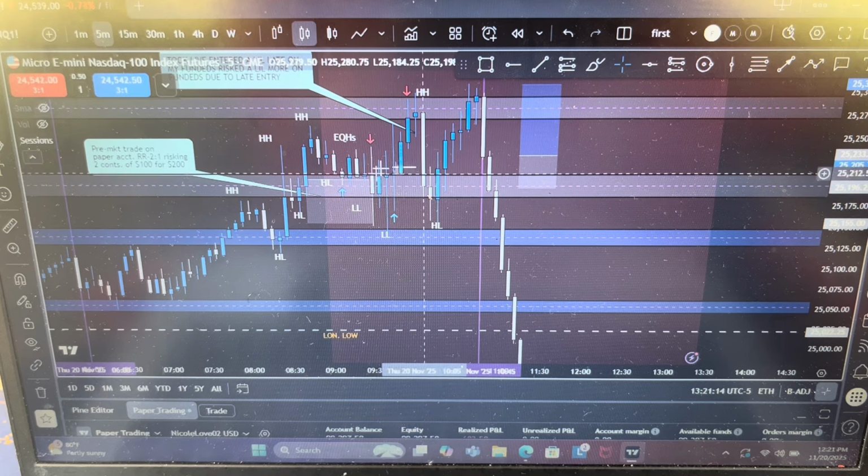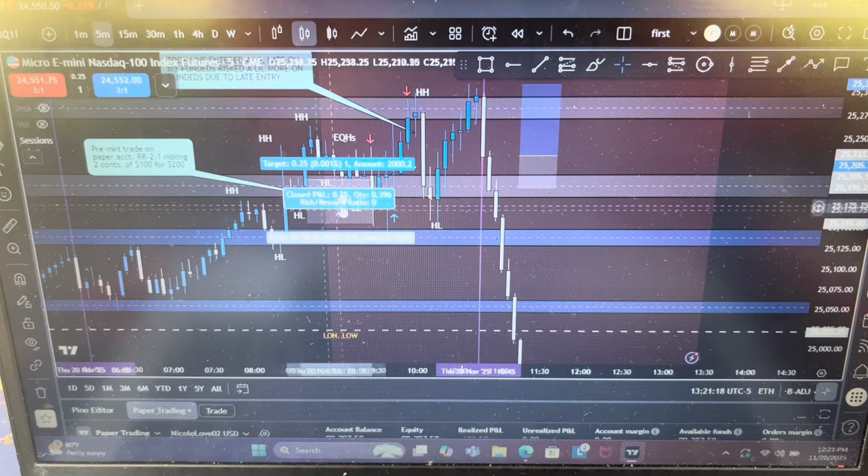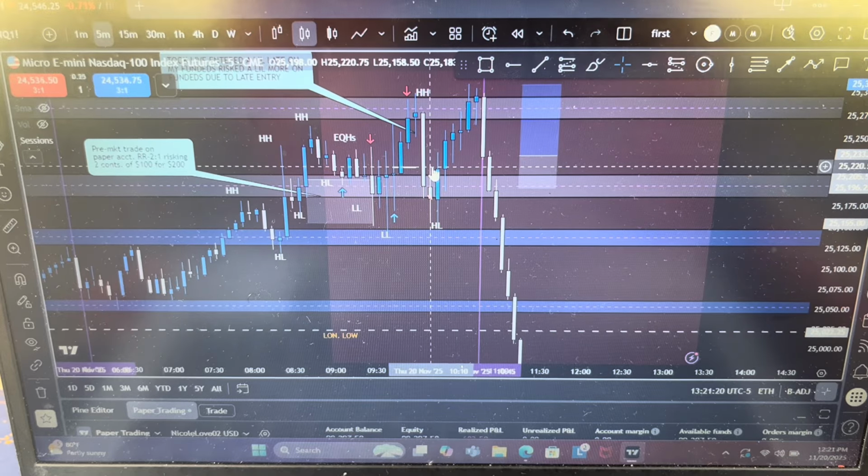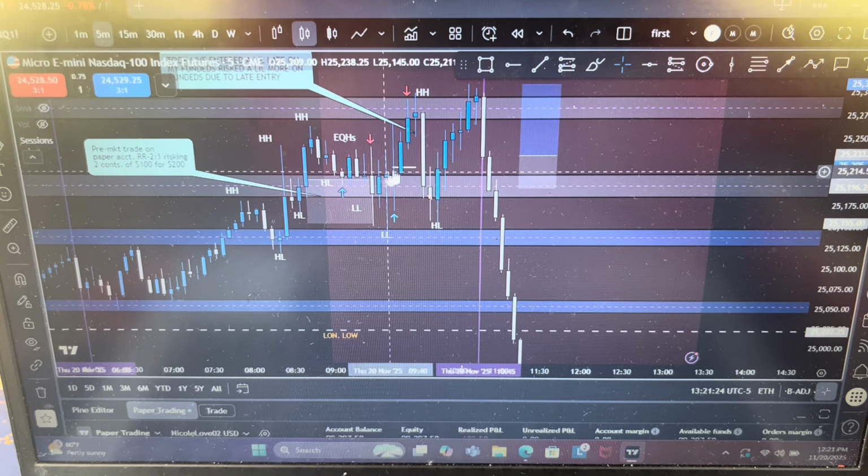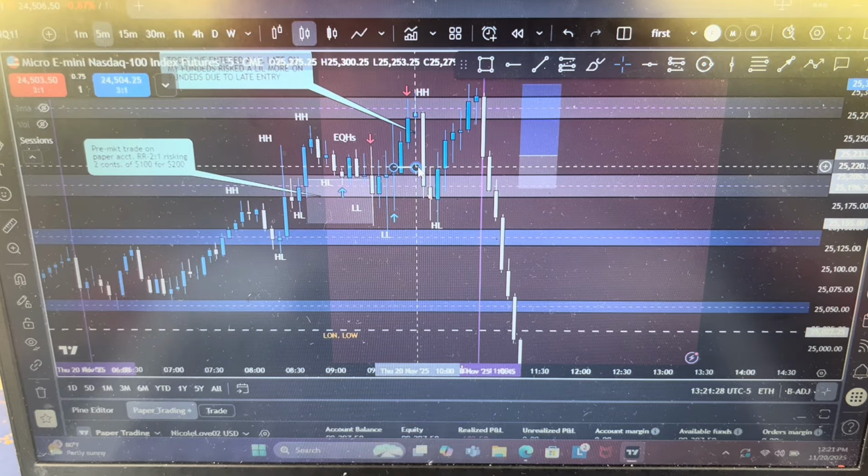I did risk a little bit more on my funded accounts. I risked 75 on my paper account. On my funded accounts, I ended up risking probably like 95. But that's only because I entered late, so I wanted to give price a little bit more room to grow, just in case that late entry was bad as far as drawdown.